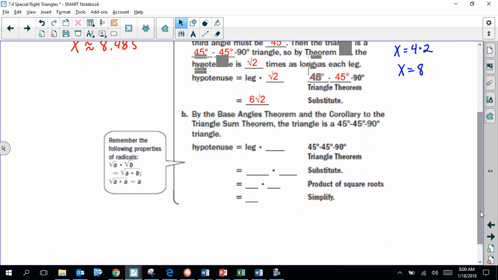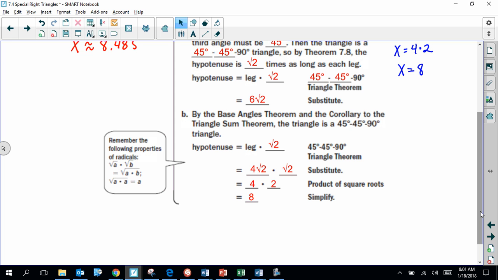Here, the base angles theorem, this is what I was referring to, says that because the two angles are the same, this is also going to be a 45, 45, 90 triangle. And we set up the rules saying the hypotenuse is equal to the leg times the square root of 2. Substitute your values, and in this case, the hypotenuse works out to be 8, which is what the work showed us in blue on the right side at the top of the screen.